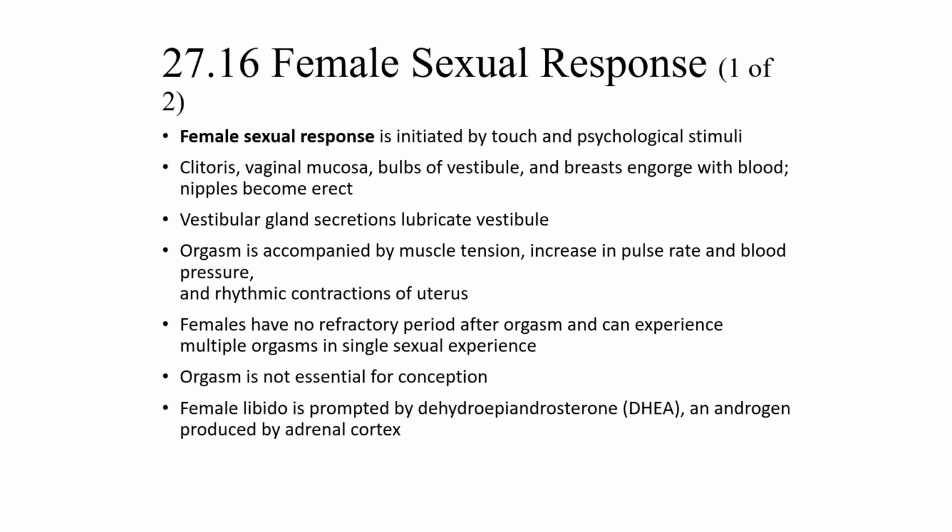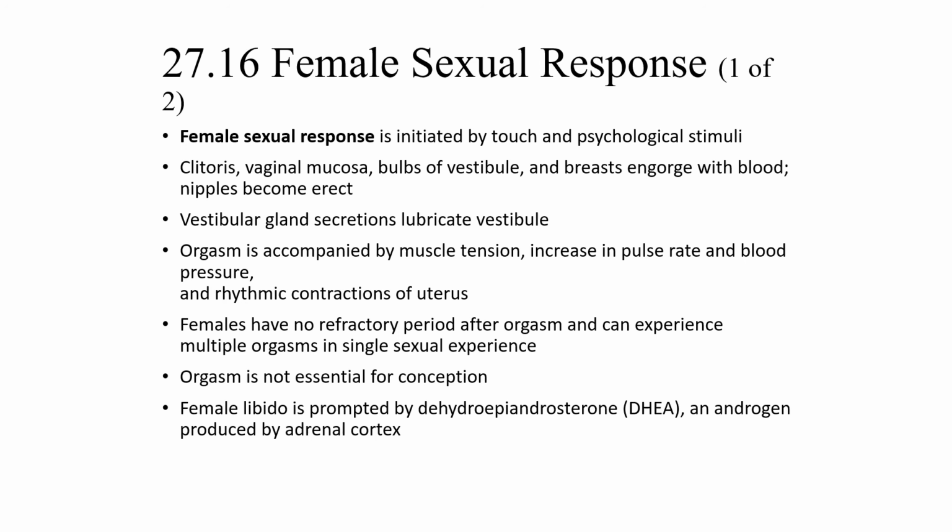We look at once a female is sexually aroused, the clitoris, the vagina mucosa, the bulbs of the vestibule, the breast engorged with blood, and the nipple becomes erect. And the nipples can become erect if you get cold as well. So the vestibular gland secretes lubricant. So we want to lubricate so that the penis slides into the vagina smoothly.